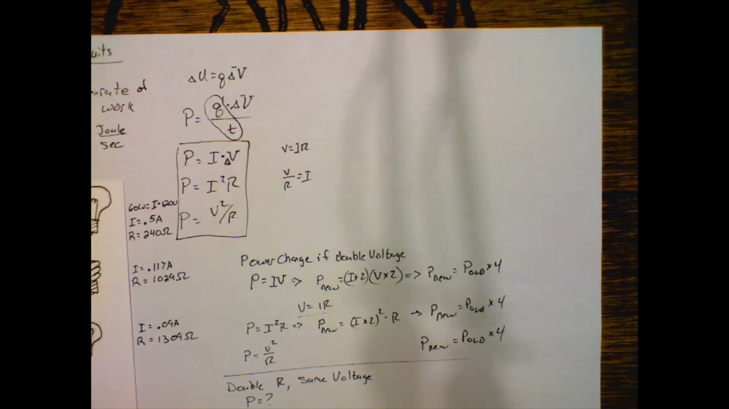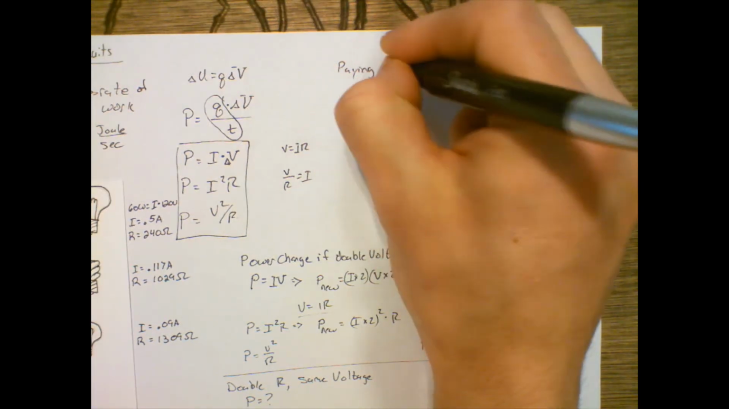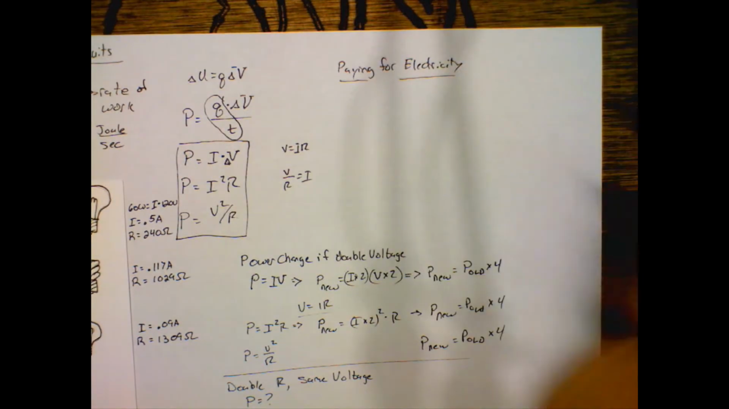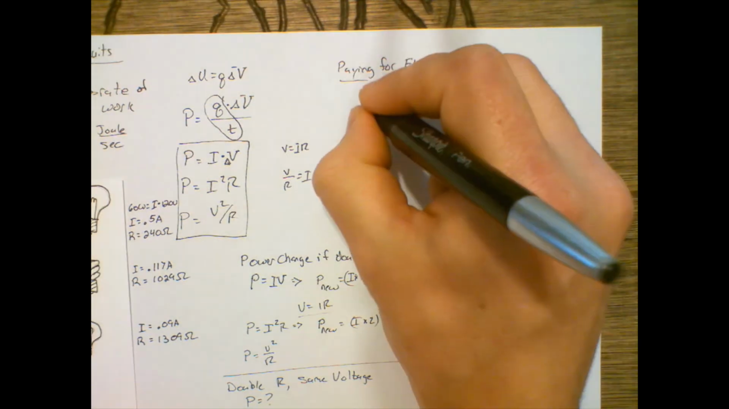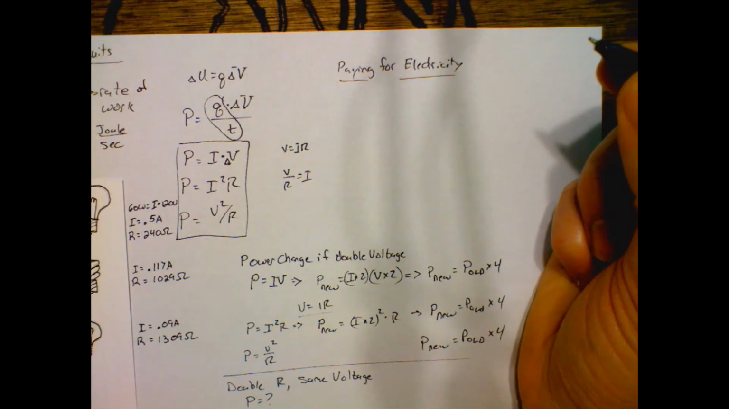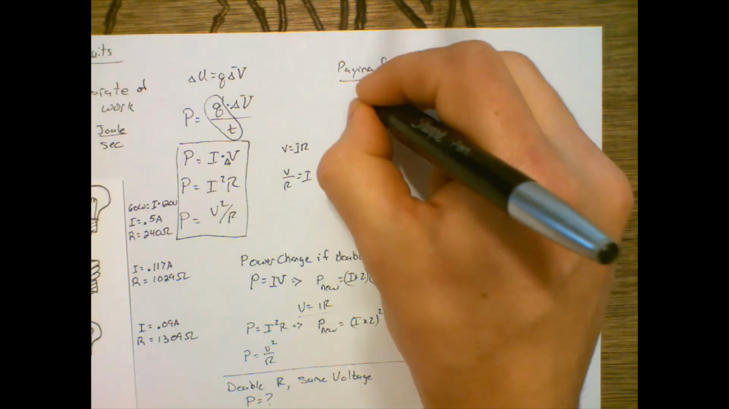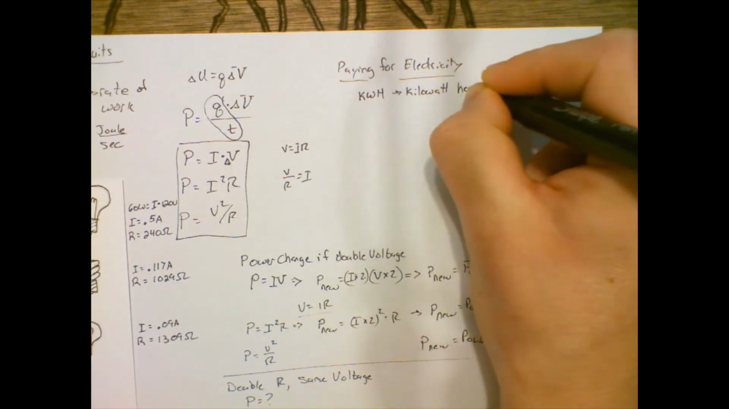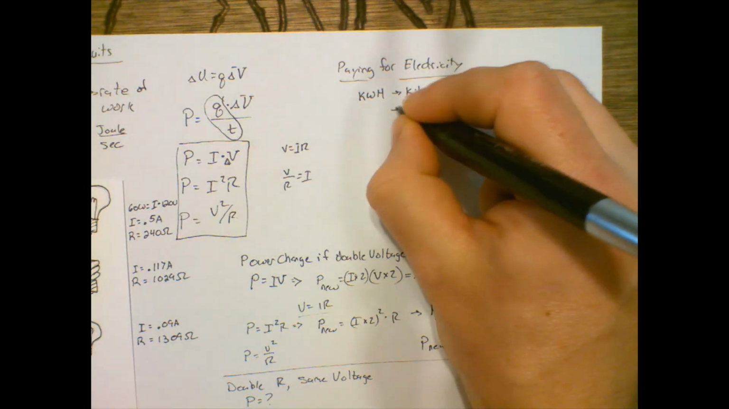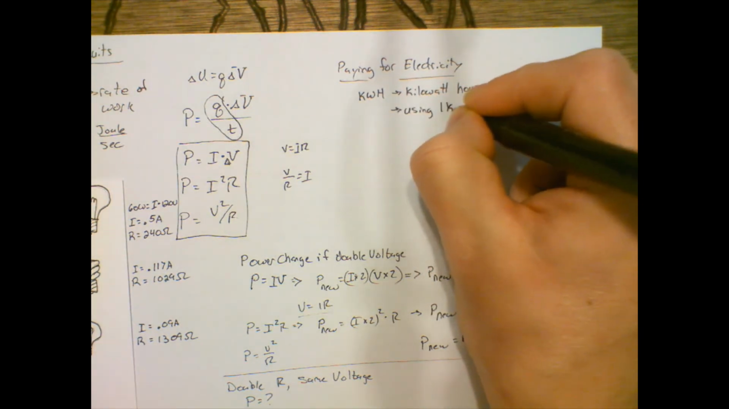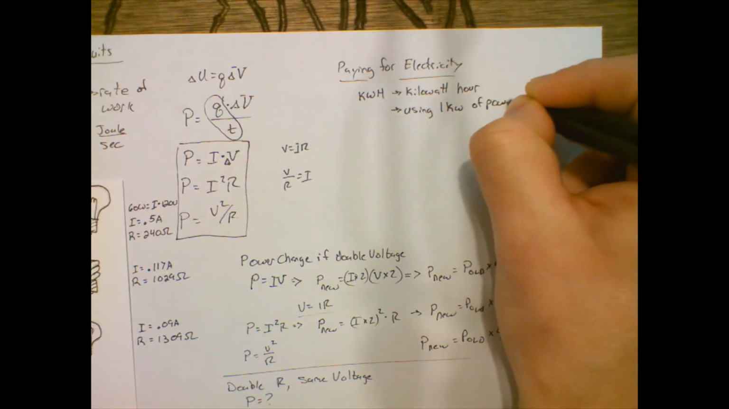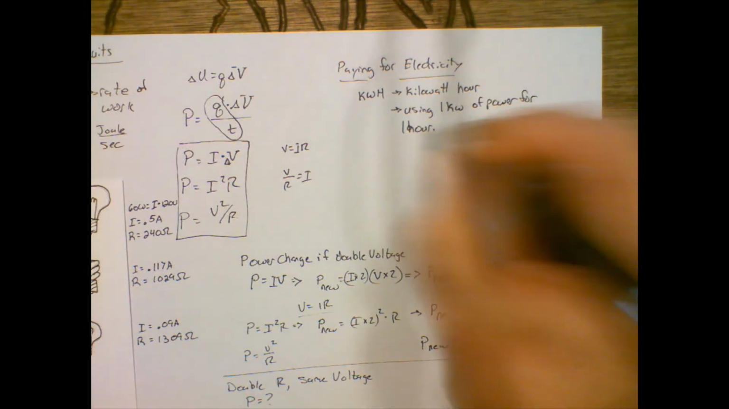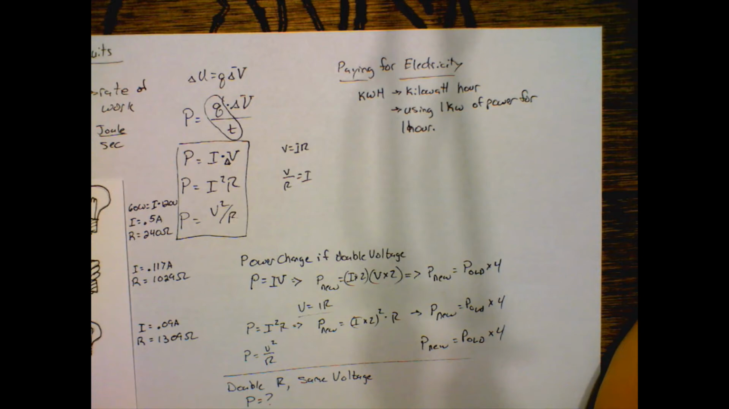The last thing we have to talk about is paying for electricity. You'll actually notice if you look at any electrical bill that you don't pay per current. You don't pay per watt. You pay per something called kilowatt hour. That's using 1 kilowatt of power for 1 hour. Why that? Because it makes more sense in regards to the value we're actually looking at.